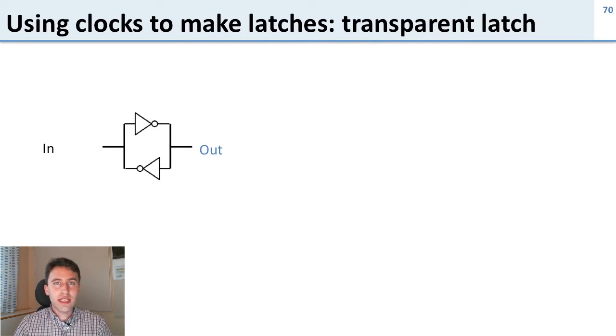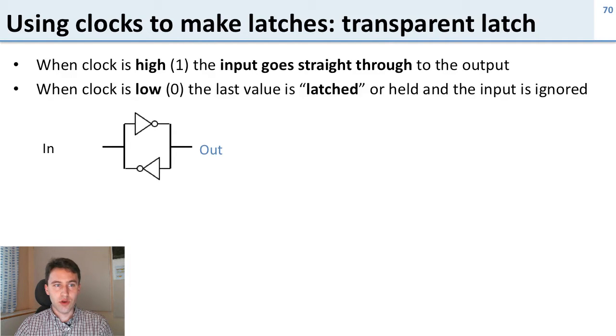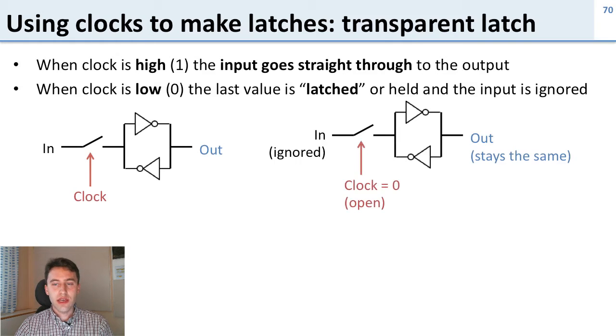So now can we take this SRAM array cell and build a latch out of it? The first latch we're going to build is a transparent latch. What a transparent latch is: when the clock is high, the input goes straight through to the output, and when the clock is low, the last value is latched or held, and the input is ignored. So here's my little back-to-back inverter doing its feedback loop, and what I'm going to do is put a switch on here. Usually it's a pass gate, just like we saw before. And I'm going to control this switch with the clock. So what that means is when the clock is 0 and the switch is open, the input is ignored. So whatever value was last going around in my inverters is the output. It stays the same, or it's latched.